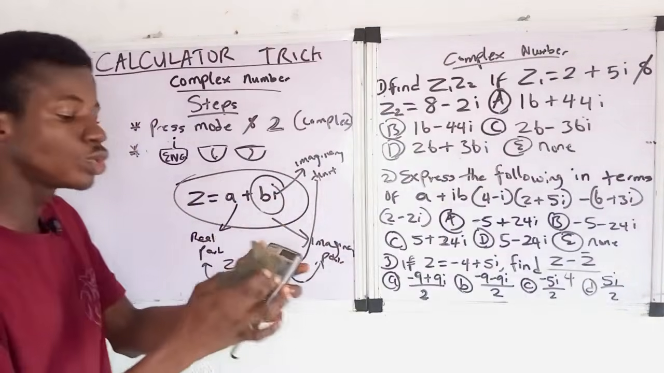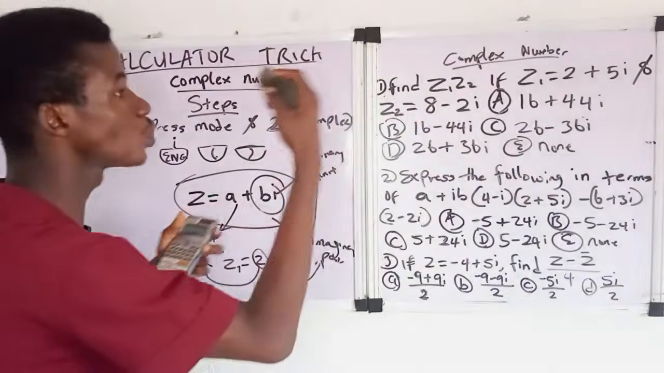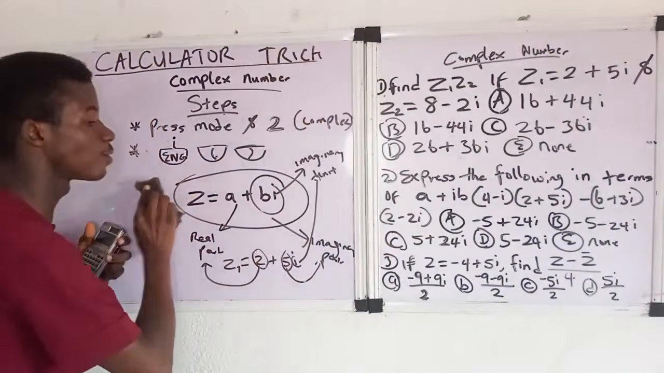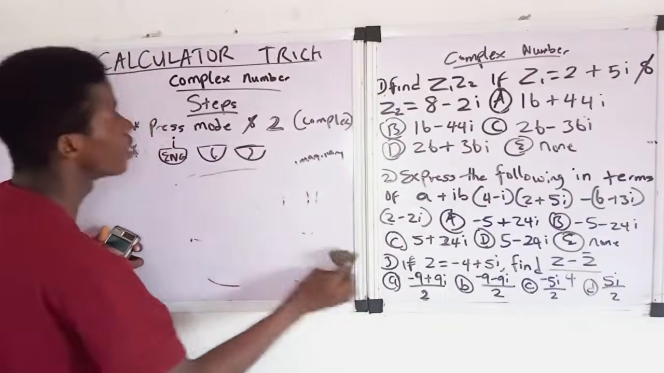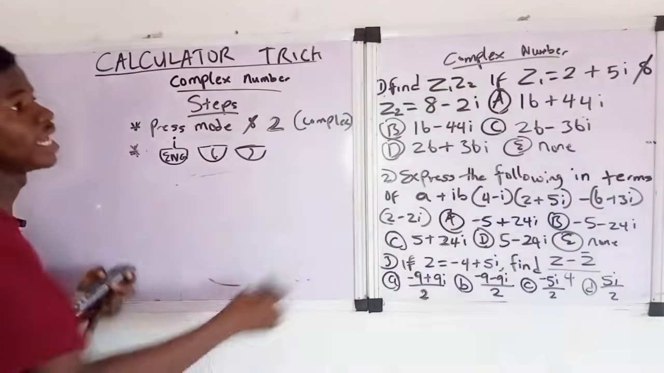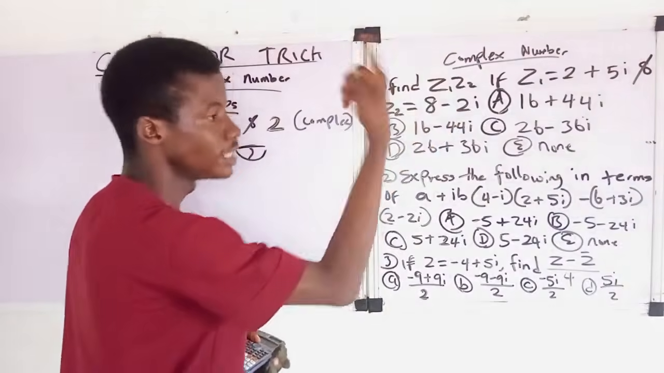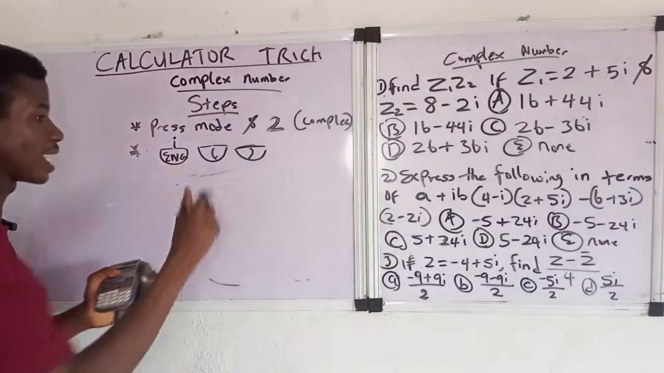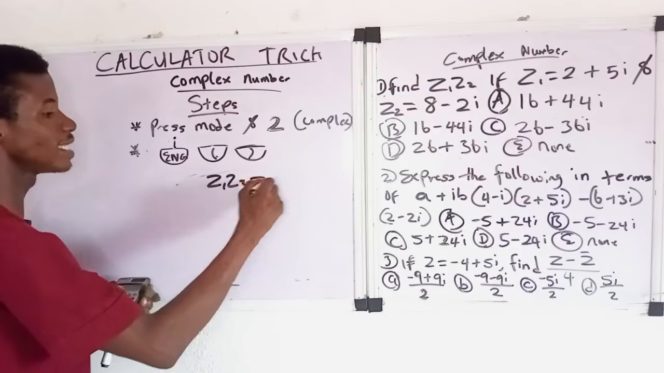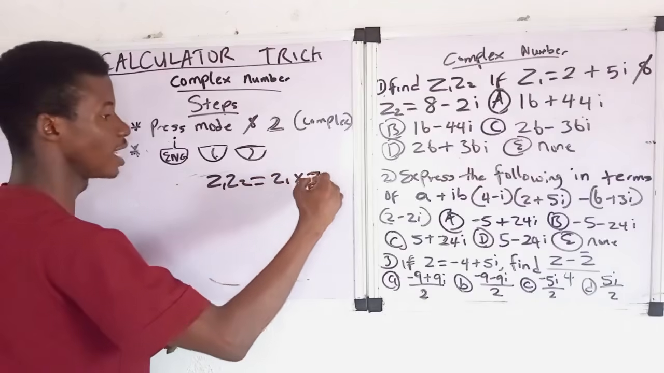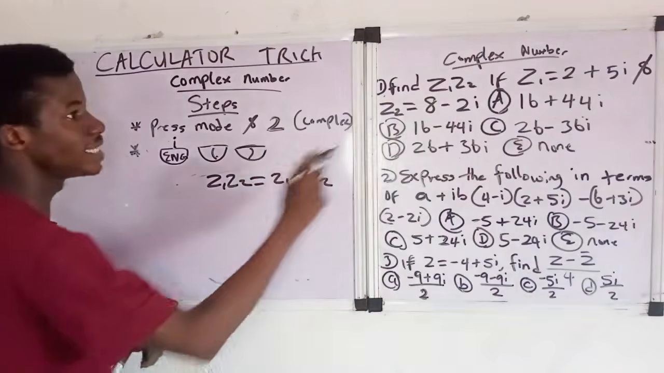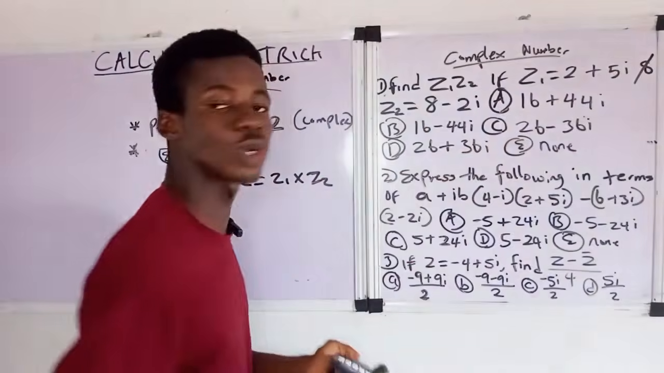So how are you going to use the Casio calculator to solve questions coming out from complex numbers? It is very easy. Now let's do the very first question. It says find z1 z2, which means z1 is multiplying z2. Now what is z1? z1 is 2 plus 5i.